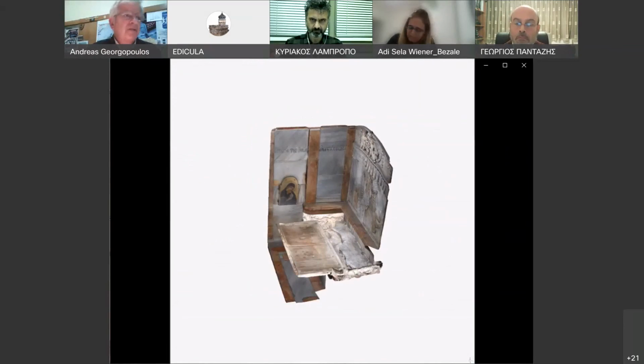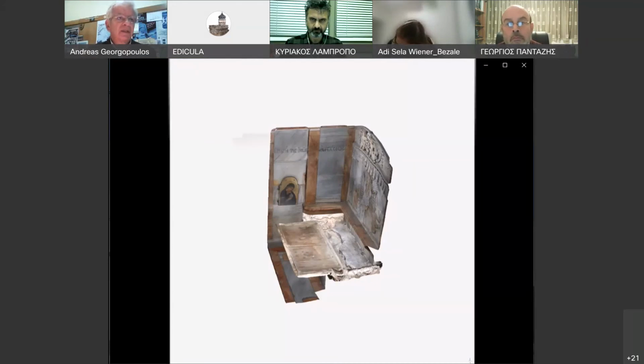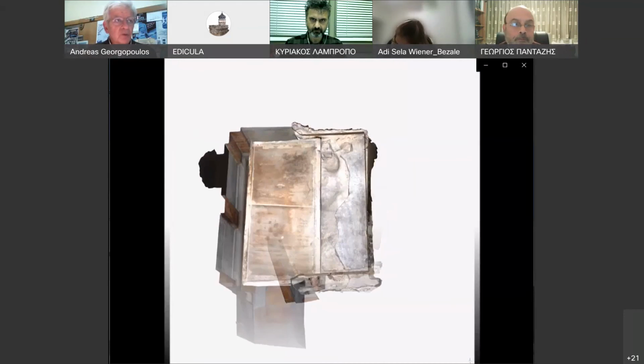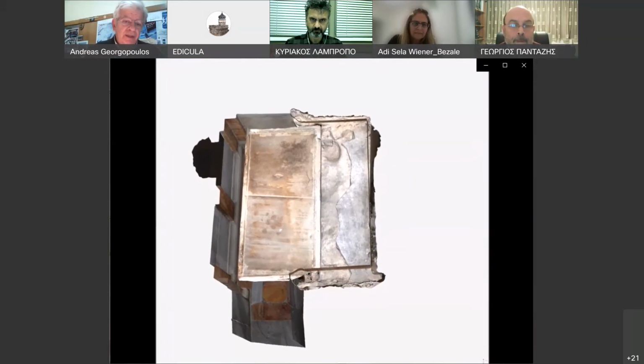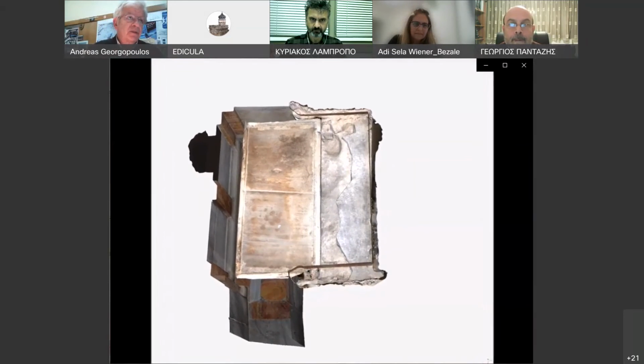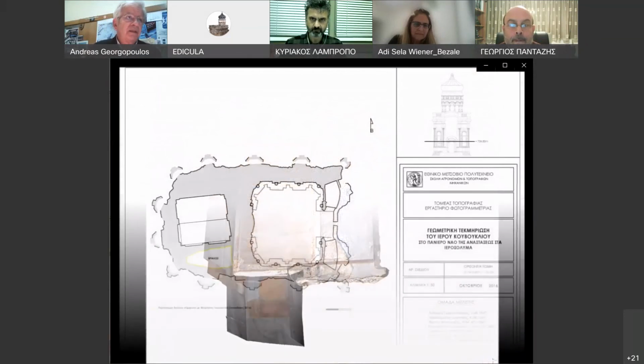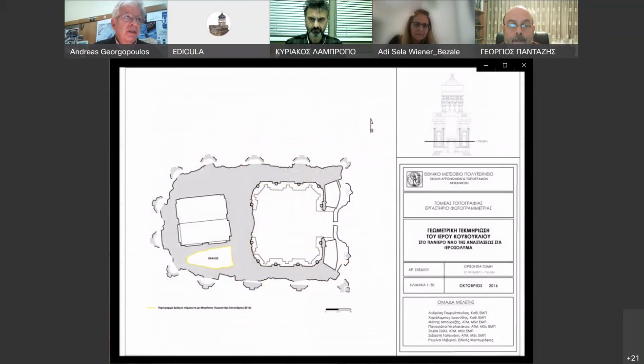Of course, we have the 3D model to measure and to make sections and to do other things, but also the virtual tours, because this is also another way of exploiting 3D models, is to perform 3D visits, virtual visits.